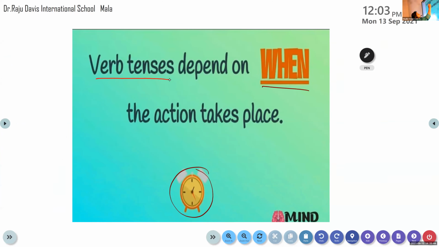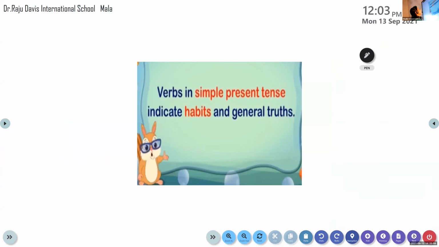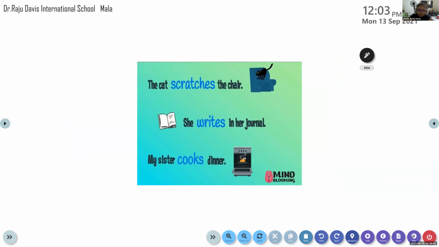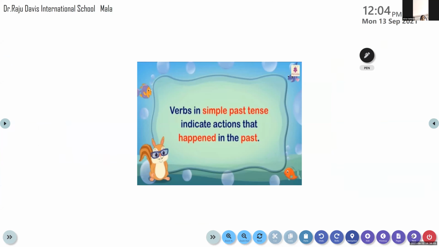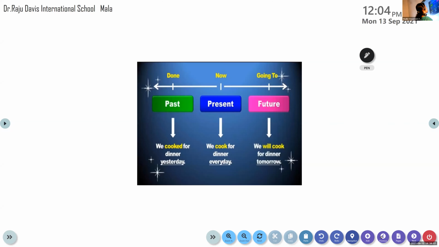Verb tenses depend on when the action takes place. It tells us the time when the action takes place. So in English, there are 3 main tenses. How many tenses are there? 3. There are 3 main tenses. All these we will learn in detail later. First, let us learn what it is.